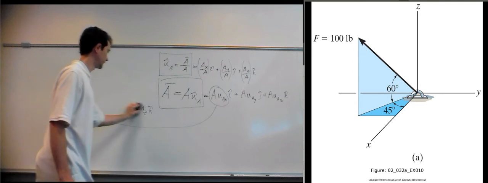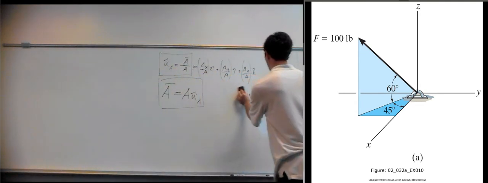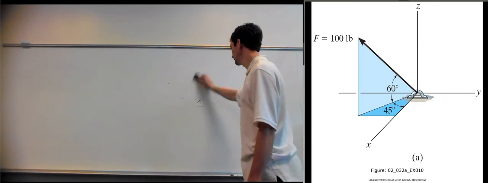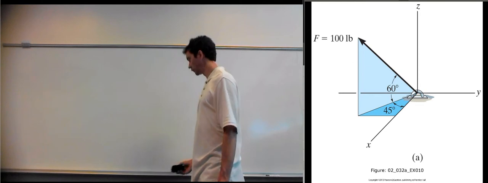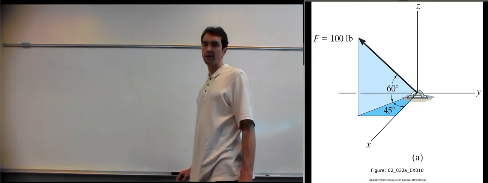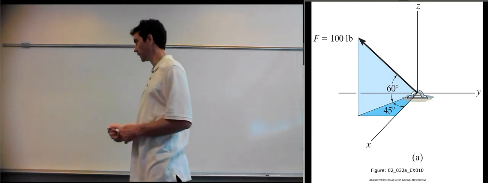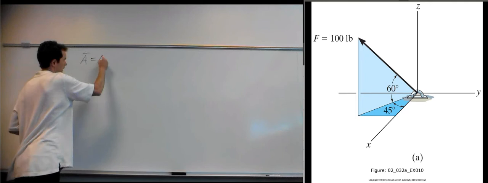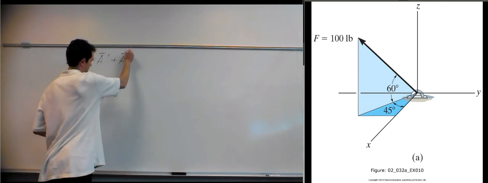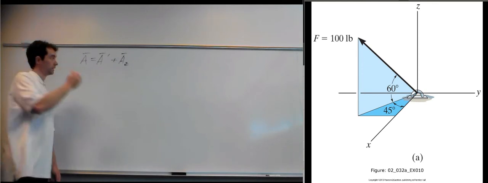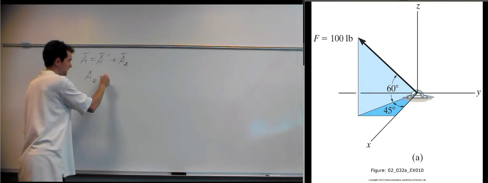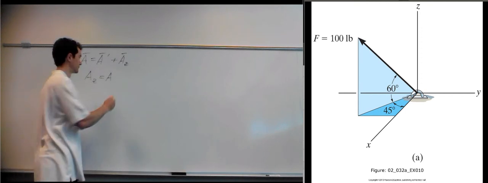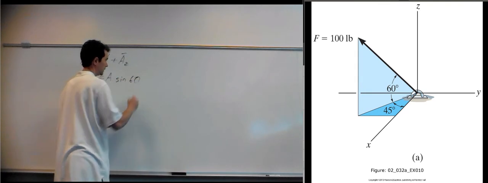So we have here a vector, and we know its magnitude is 100 pounds, so this is a force vector. And its direction is given with two angles, one relative to the x-axis, it's 45 degrees, and one relative to the xy plane, which is 60 degrees. So we want to find the rectangular or Cartesian components. We'll start off, A is equal to A prime plus AZ. And AZ is the simplest to get, so we'll get that magnitude. The magnitude AZ is equal to the magnitude of A times, in this case, is it cosine or sine of 60? We've got sine of 60 because of how it's defined.